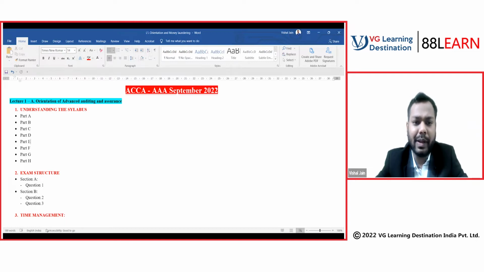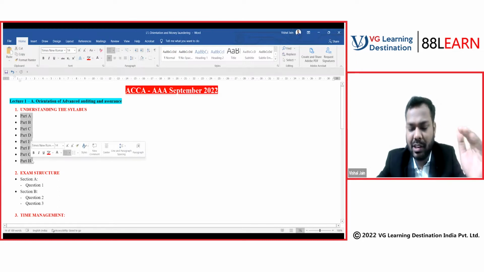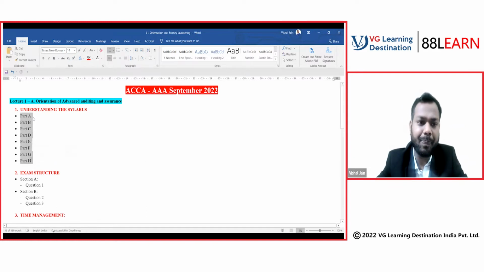Now, to understand the syllabus first, our syllabus will be divided into these parts A, B, C, D, E, F, G, H. Now, what do these parts deal with, if you have to understand.